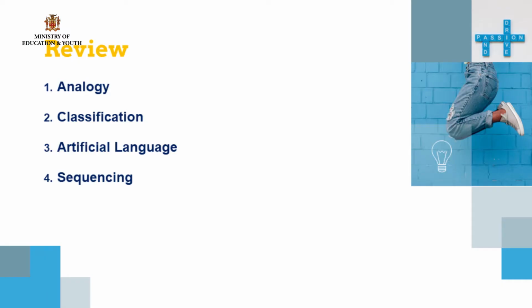We have already gone through 4 types of questions. Can you remember what they are? Well, in case you can't remember, the 4 types of questions that we have gone through are analogy, classification, artificial language, and sequencing. So today we will focus on another type of question, and that is text completion.